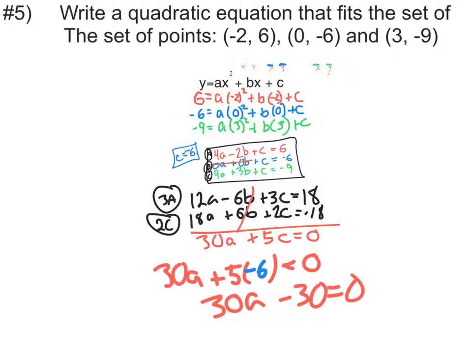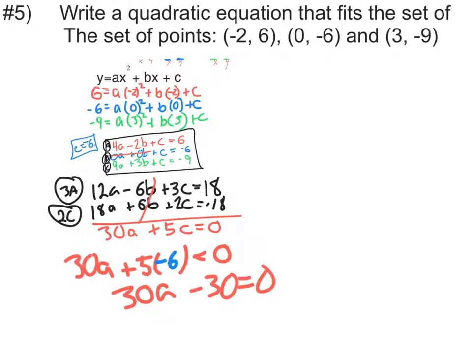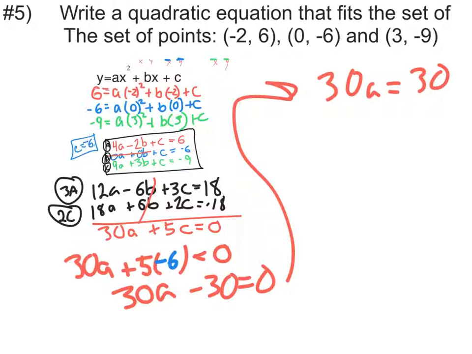And if we take this work to the side, so we're going to have 30A equals 30. If you move that negative 30 over to the other side, which means that A equals 1. So we have A equals 1, we have C equals negative 6. Right here, C equals negative 6, A equals 1. So we need the B value.